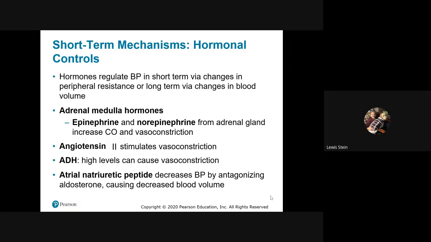Because we look at hormonal regulation. We visited it a couple of times, so it doesn't hurt to visit it again. So hormones regulate blood pressure in the short term via changes in peripheral resistance, but longer term mechanisms involve changes in blood volume. There are a couple of these that play a role. We've discussed them before, so you should be familiar with them. Again, from the adrenal medulla, this is all about the sympathetic nervous system, cardiac output, and vasoconstriction when needed. So when blood pressure is getting lowered, epinephrine and norepinephrine come from the adrenal medulla.